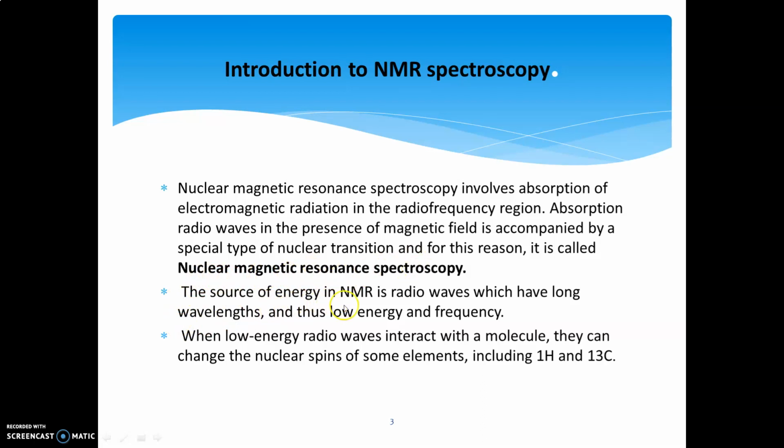The source of energy in NMR is radio waves, which have long wavelengths and thus low energy and frequency. When low-energy radio waves interact with the molecule, they can change the nuclear spins of some elements, including proton and carbon-13.